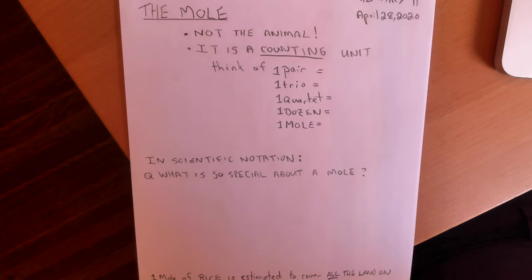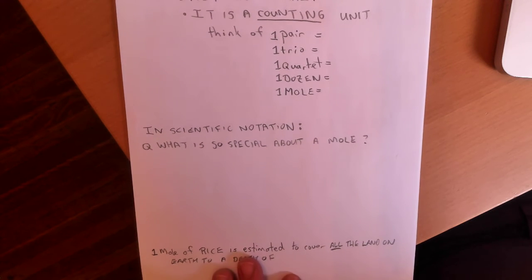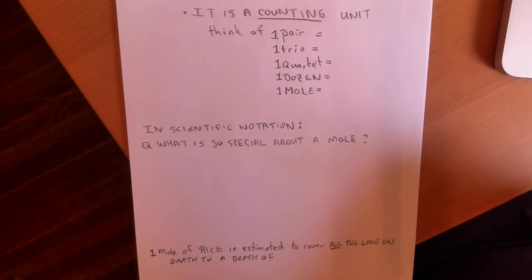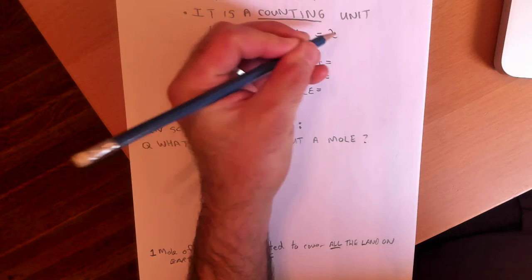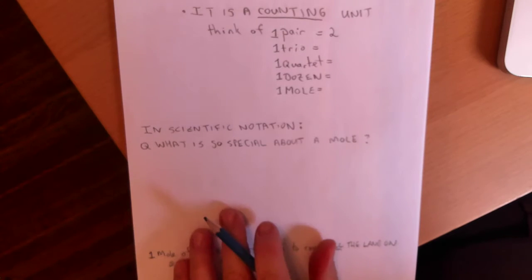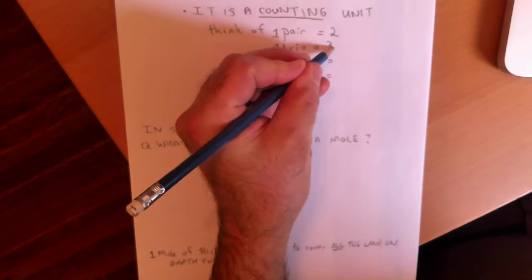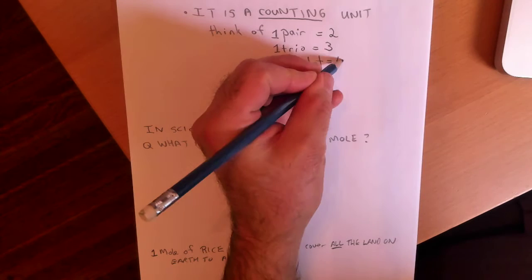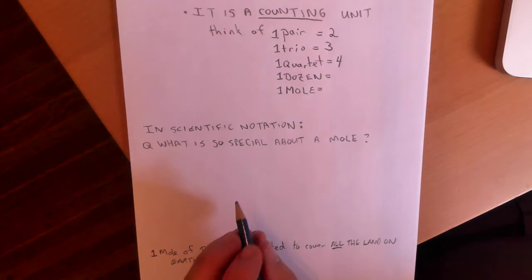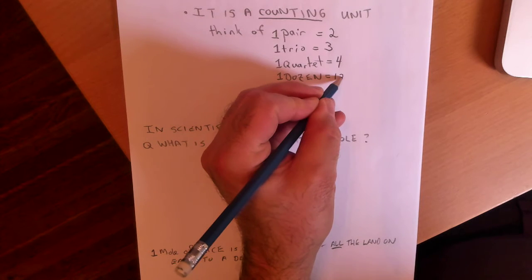It's a counting unit. By counting unit, it's something like a pair. So you know a pair, two. Three of a kind, or a trio, three. Quartet, like a string quartet, it's always four. Everyone knows a dozen. It's 12.